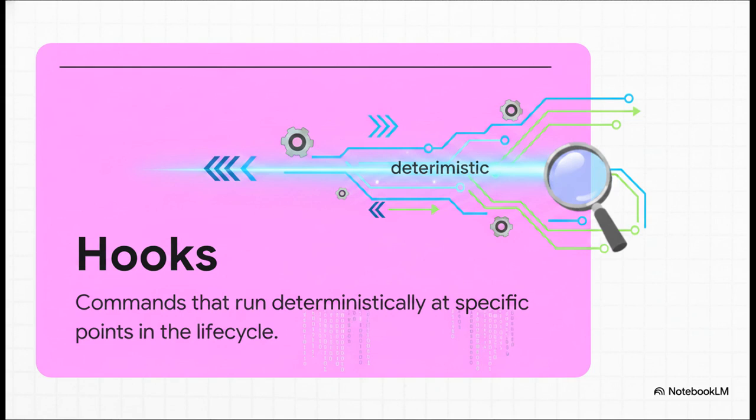Which brings us to the actual definition. Hooks are commands that always run deterministically at specific points in Claude Code's lifecycle. That word deterministic is the absolute key here. When a specific event triggers in the system, your command runs. Period. No AI can get involved. It's literally how we take absolute control back.